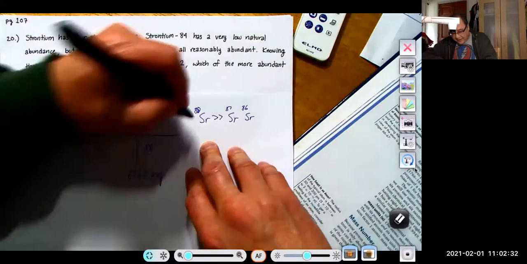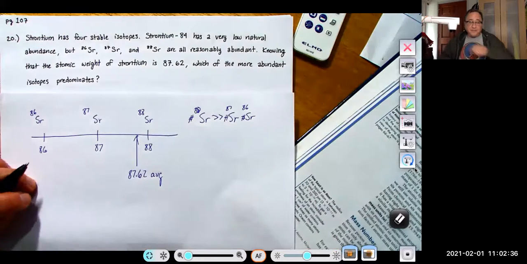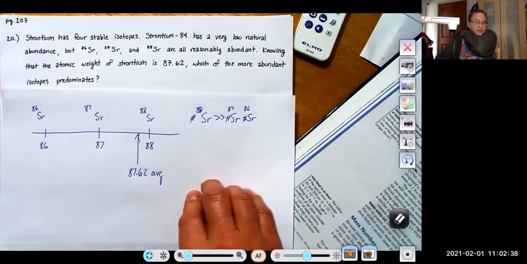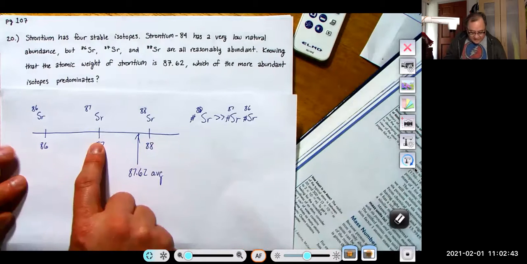So the number of these atoms is much greater than the number of these because the average is so close to it. It's kind of like asking, okay, just to exaggerate it, this is an elephant, this is a fox, and this is a mouse.